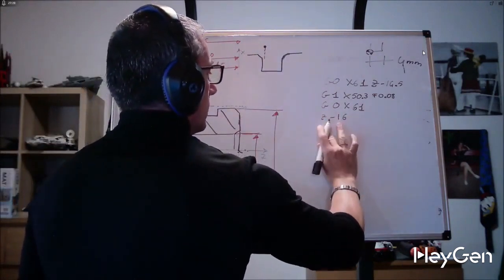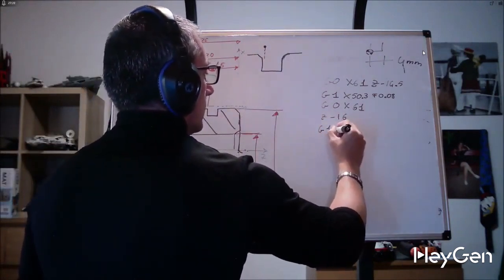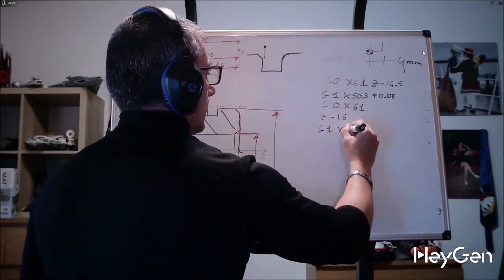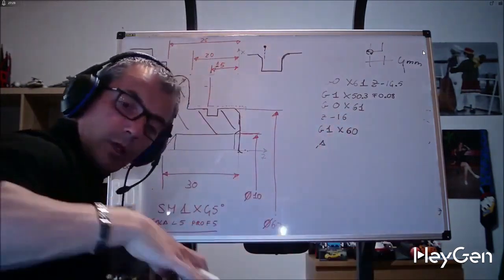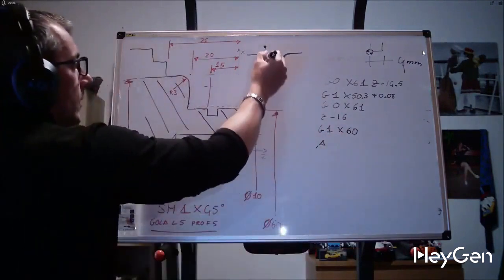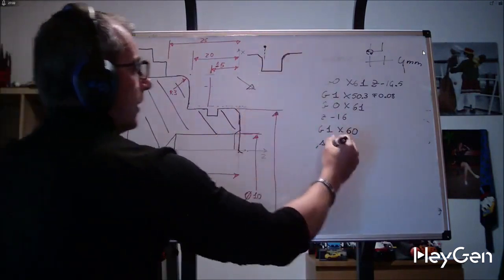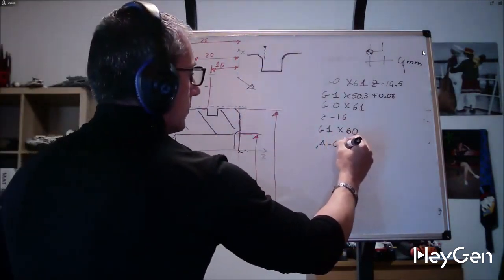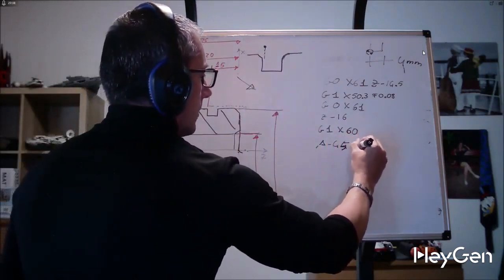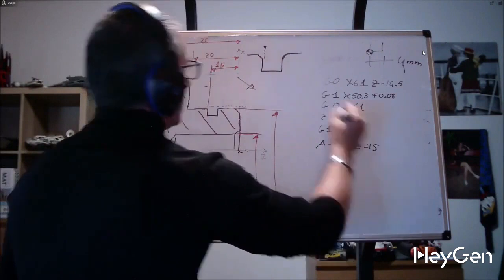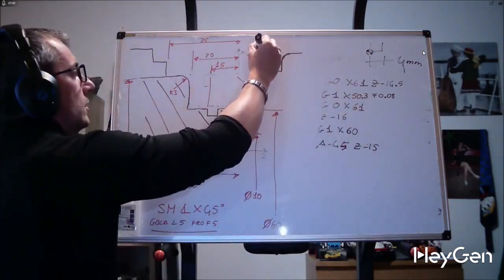Then G1, X60, comma A in this direction. So in this direction, minus 45. This is minus 15. And here I am at minus 16.